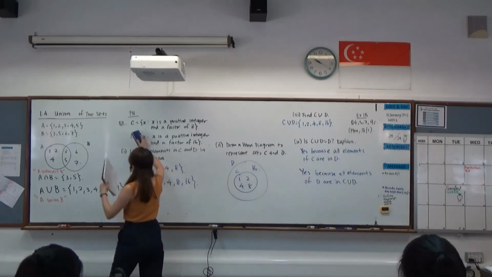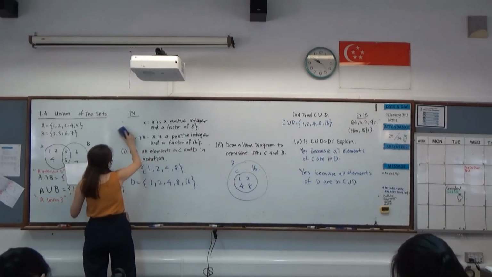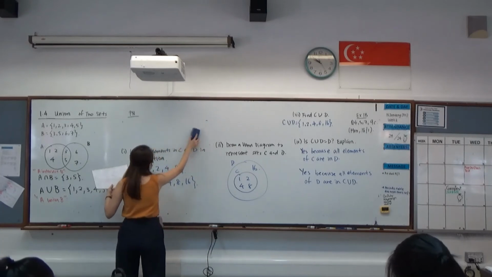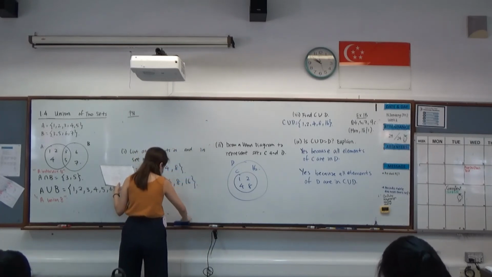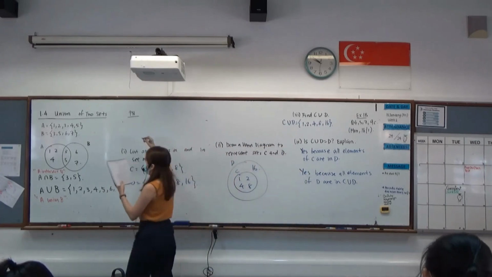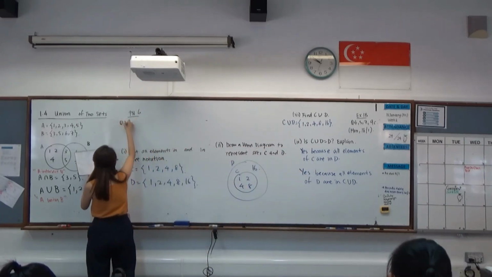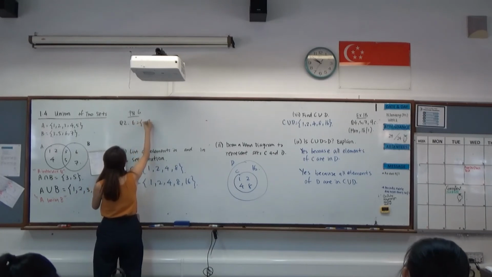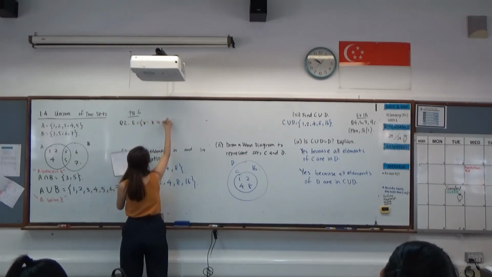Next, we look at question 2. Let's look at that last one for today. Same thing. I want you to list out all the elements in E and F, where x is a multiple of 7.